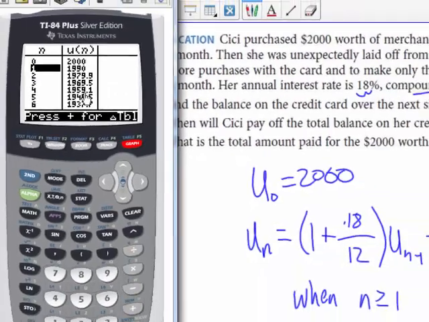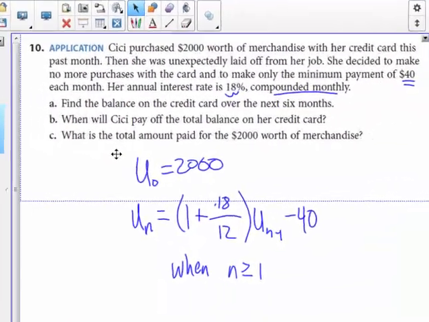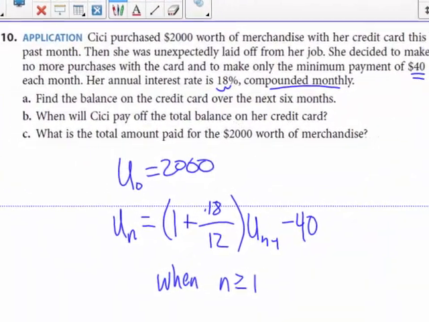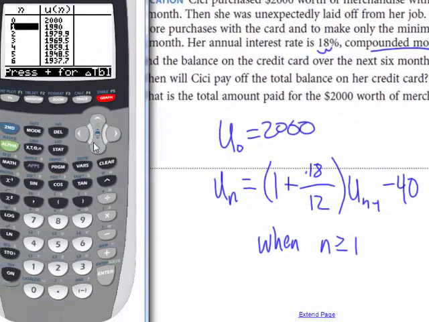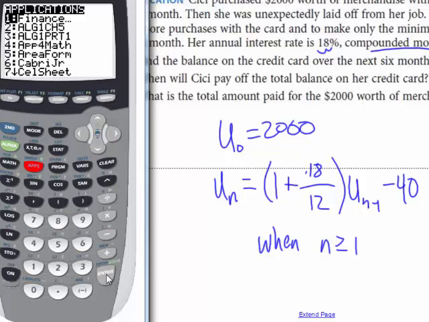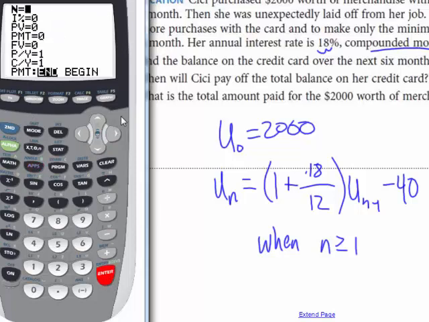There we go. So you can just write all those numbers down. For B, when will CC pay off the total balance on her credit card? Okay, well, I could keep scrolling down until I get to 0 on my u sub n column, but that's going to take forever. And I can keep table setting, but that's going to take forever. So this is where your financial calculator comes into play. So let's take a look.